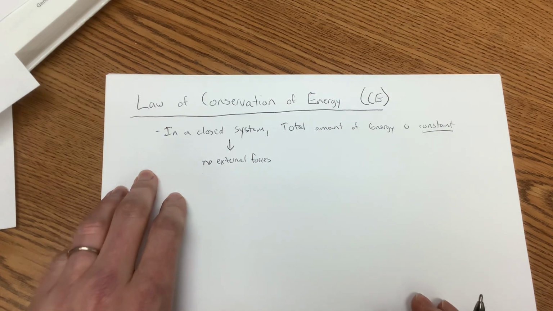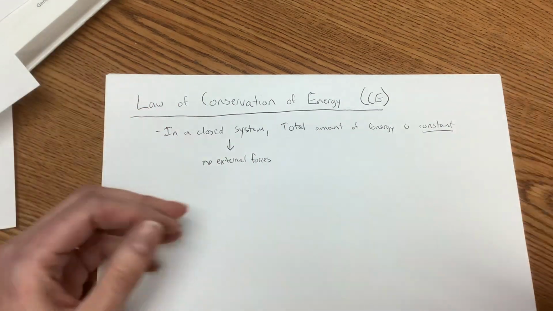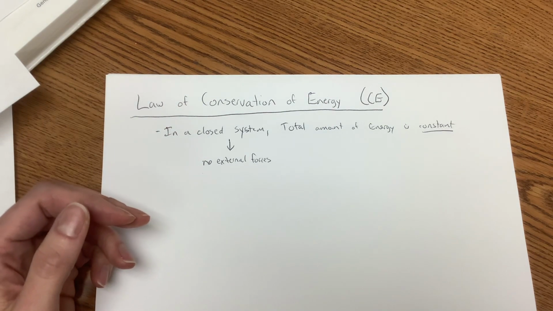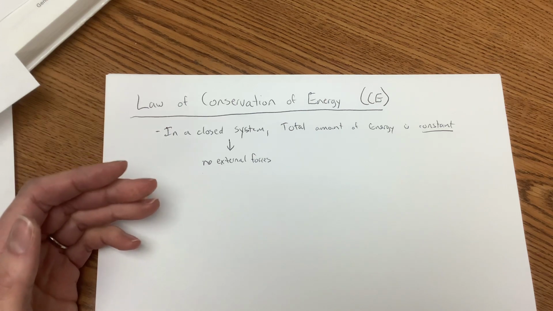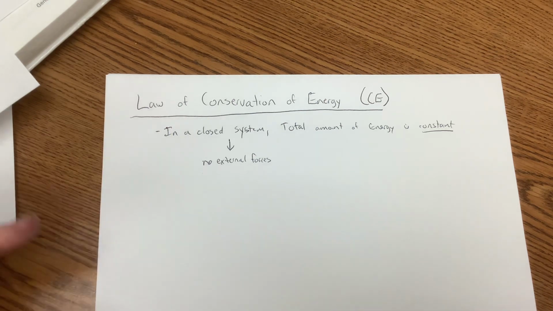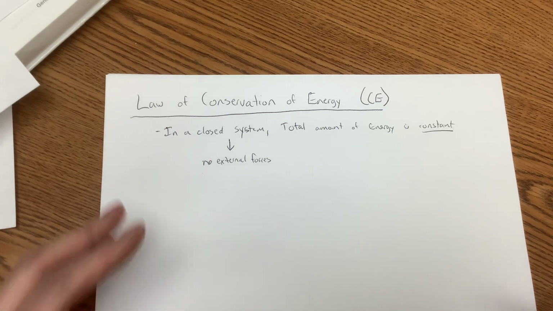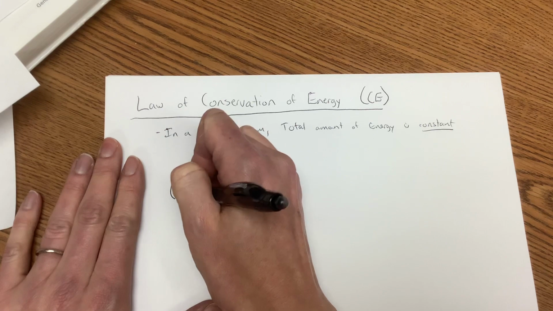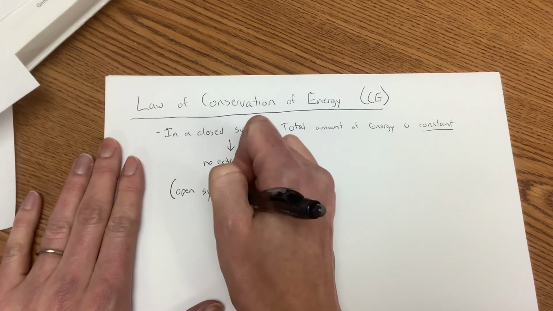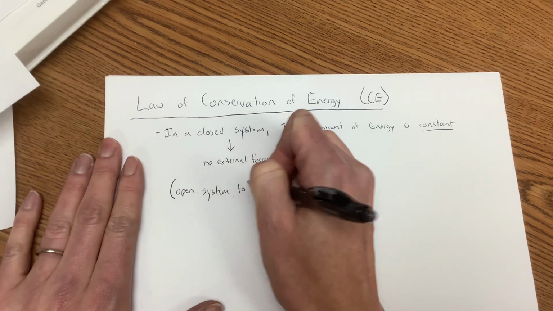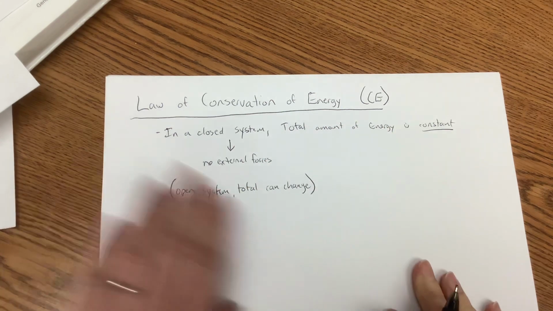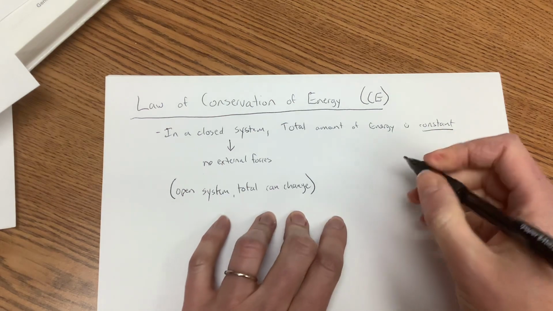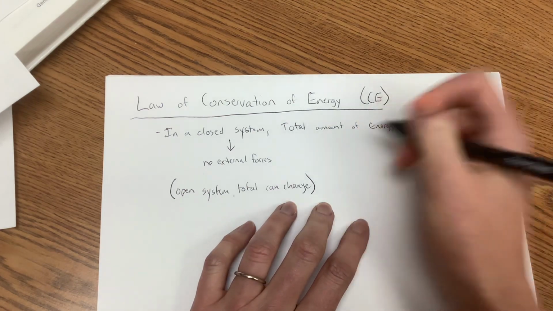That means there's nothing acting on it from the outside. Any forces that are happening are from objects that are included in the system. If there are any objects interacting with the system that are not included in the system, then we're not talking about a closed system. In an open system, the total can change. So that's kind of the opposite. If we're talking about an open system, then the total amount of energy could change.